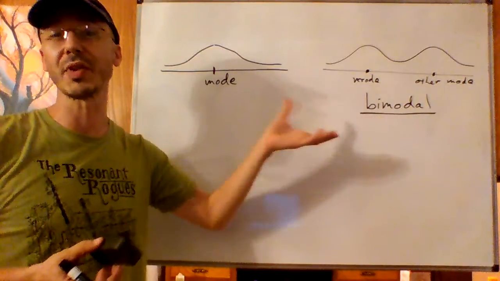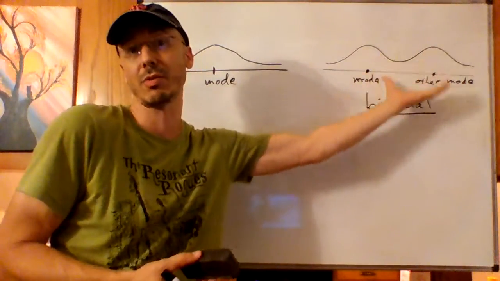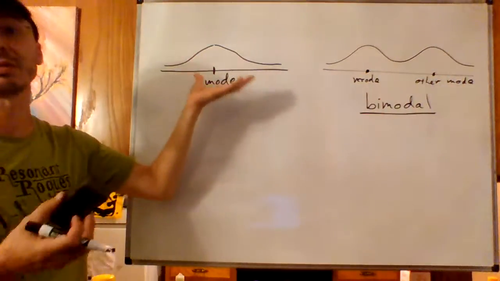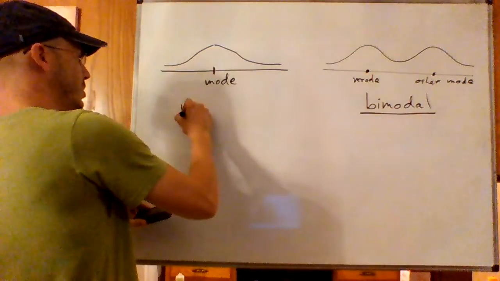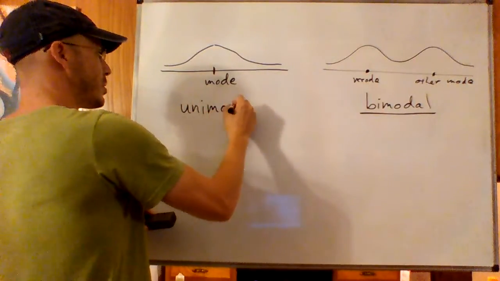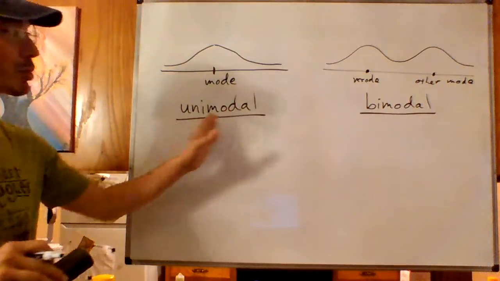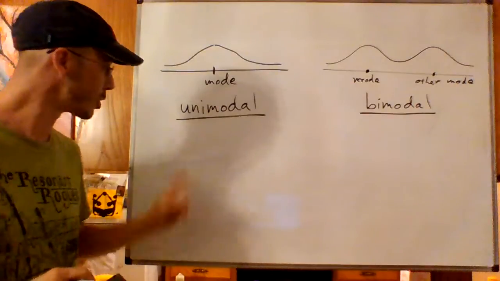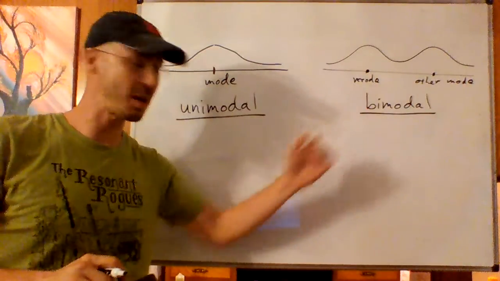It's not a big deal as far as symmetry goes. You can see this one looks symmetric even though there's two different modes. This one looks symmetric with one mode. There's actually a word for that. Unimodal. Unimodal means that it has one mode. And this is by far the most common. This does happen occasionally.